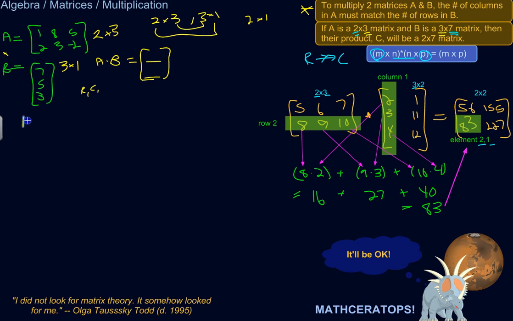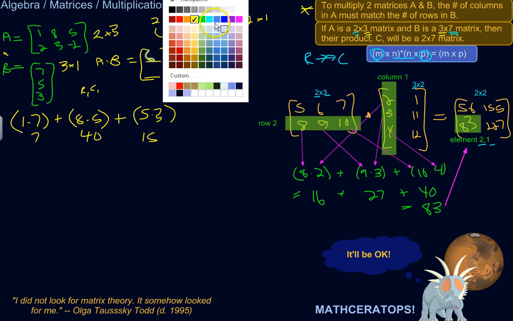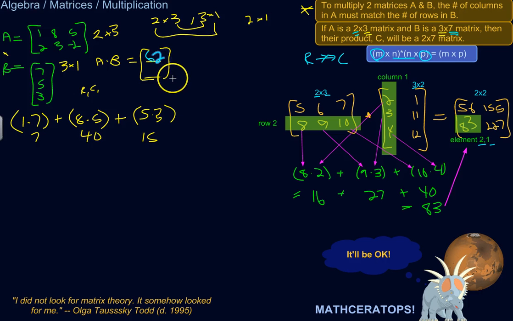So 1 times 7, plus 8 times 5, plus 5 times 3. So 1 times 7 is 7, 8 times 5 is 40, 5 times 3 is 15. Let's add them all up. 7 plus 40 is 47, plus 15 is 62. So that first element, 62. I'm going to switch colors. I kind of don't like this yellow for some reason right now. 62. Alright, so we're good on that calculation.